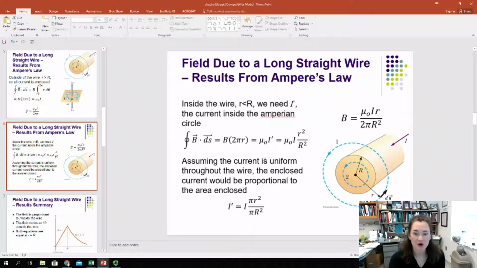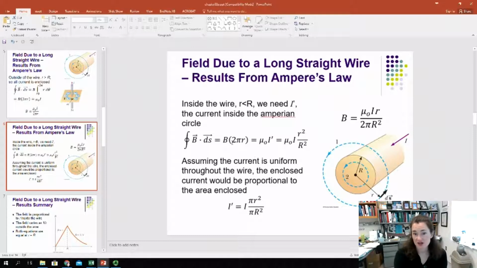So here I prime would be equal to the total current I times pi little r squared over pi big R squared. All right? Now the pi's cancel out, and so what we could do is now plug this back in to our expression up here, mu naught I prime would then be equal to mu naught I times little r squared over big R squared. Okay, we're done. We've applied Ampere's law.